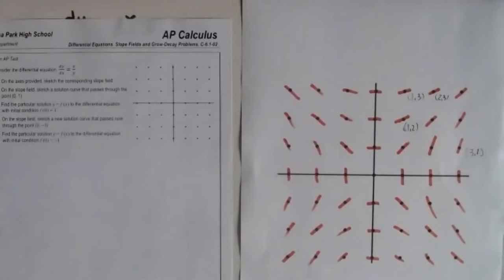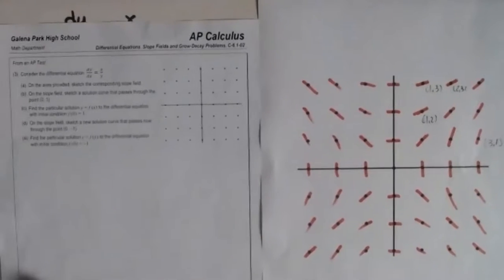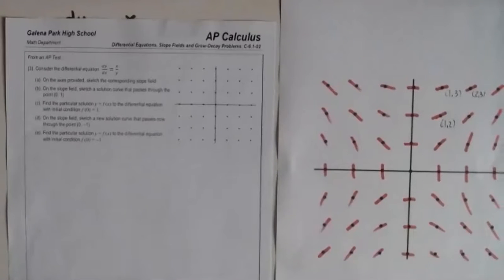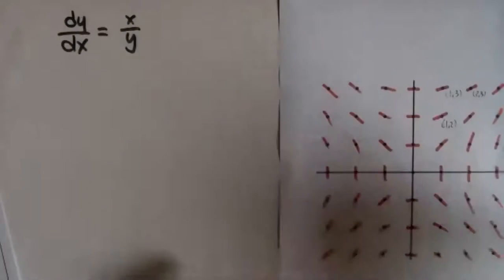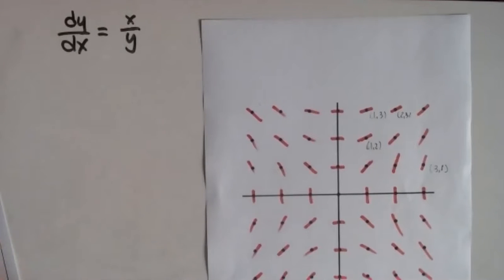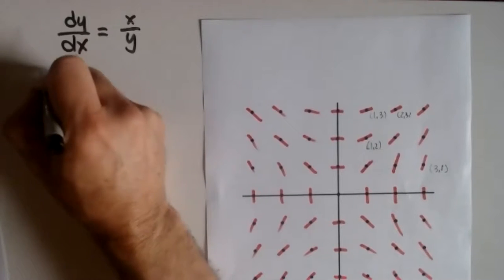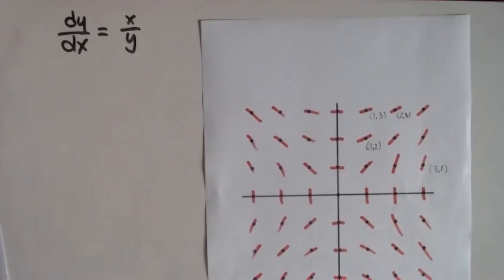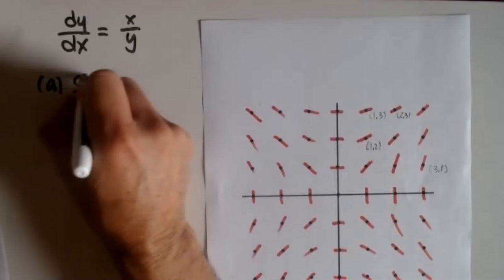On the axes provided, sketch the corresponding slope field. Well, it's here. Second one, on the slope field, sketch a solution curve that passes through the point (0, 1). Okay, what is the point (0, 1)? So I have to do this. This is A, the slope field.